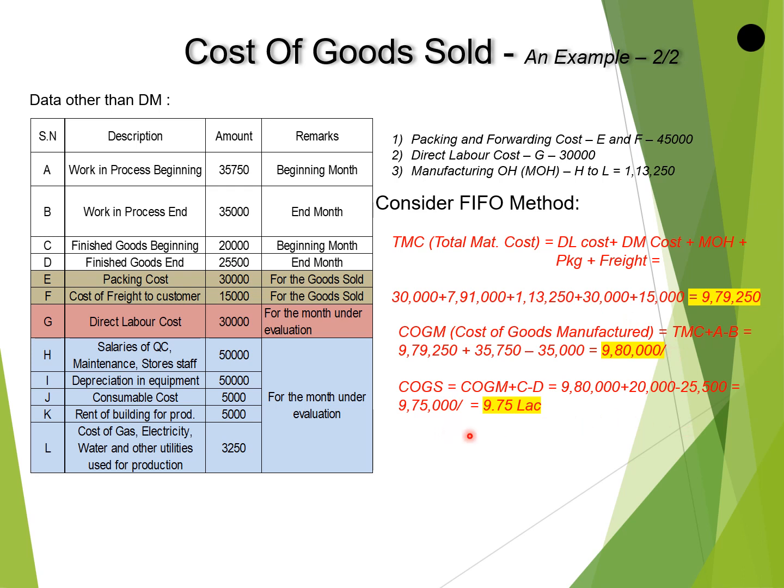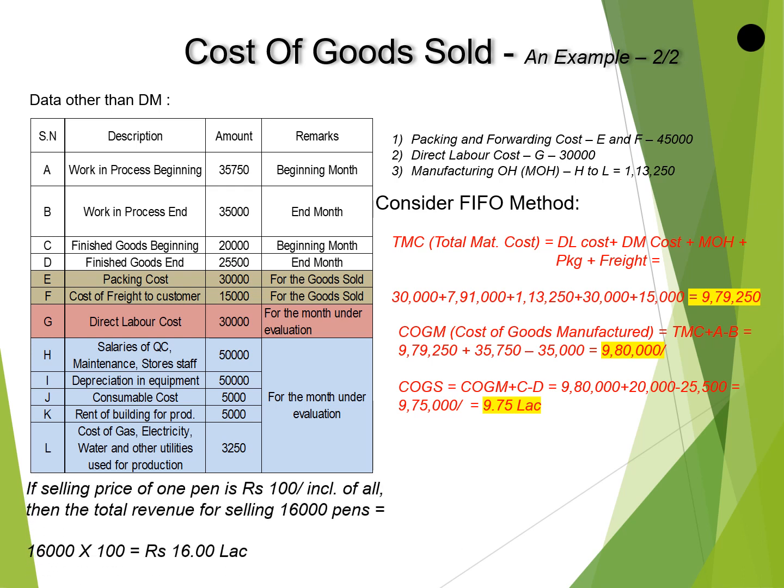So total put together is 9.75 lakhs. So our COGS was 9,75,000 rupees. Now if we consider that we sold the pen at the rate of rupees 100 all inclusive, then our selling price was rupees 100, and total revenue we collected was 100 into 16,000 pens we sold. So 100 into 16, that is rupees 16 lakh.